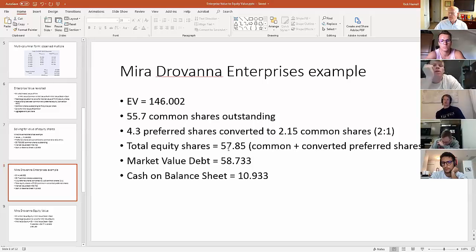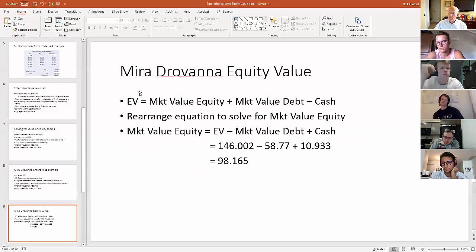So we know that we came up with 57.85 equivalent shares of common stock. So now what do we do? Well, we know that enterprise value now equals the market value of all the equity plus the debt minus cash. We're going to rearrange this so that we say the market value of the equity is equal to the enterprise value minus the market value of the debt plus the cash. Here in the case of Mira Dravana, enterprise value 146, debt at 58.77, cash at 10.93, leaves us with market value of all of its equity of 98.165.